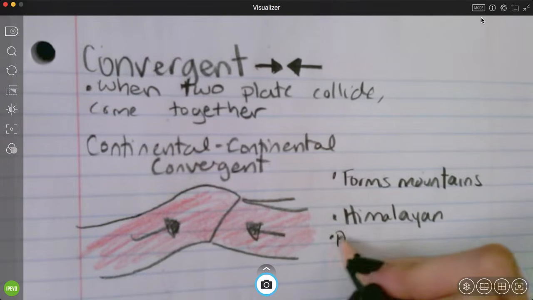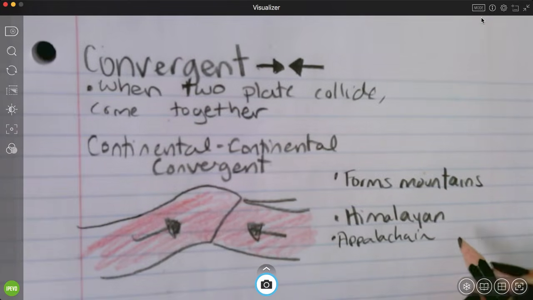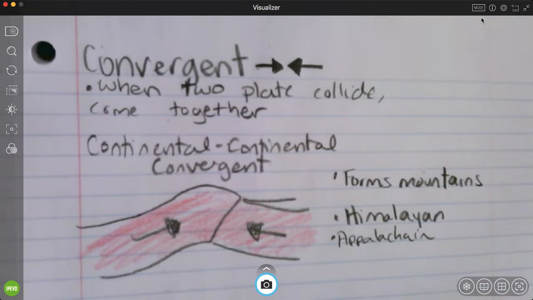Another example, the Appalachian Mountains. So, God, I hope I spelled that right. If I didn't, I'm sorry. I need to turn my North Carolina card in if that's not right.